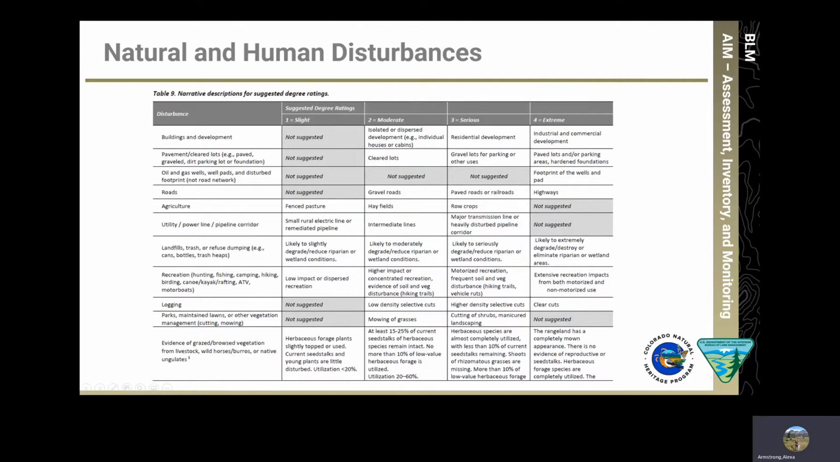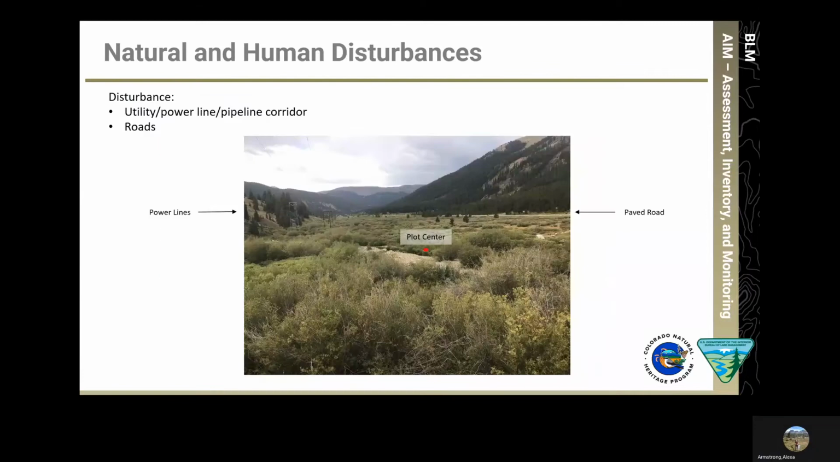A full list of all the disturbances rated can be seen in Table 9 on page 81. Some examples of disturbances include buildings, roads, power lines, recreation, invasive plant species, and beaver activity. Let's go over a few examples of disturbances you might see in the field. Here, there are power lines within the monitoring plot and a paved road within the 100-meter radius.